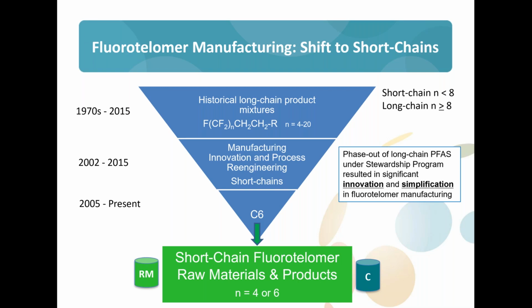We're all well aware of the EPA stewardship program and the major changes that have occurred since 2000 in the United States and elsewhere, where our businesses, no matter what the chemistry that you started with, underwent very significant change, whether with innovation, process reengineering, and in a lot of cases, simplification from homolog mixtures to individual homologs like a C4 sulfonate, or in this case, on the telomer side, a C6 telomer compound. And we've moved to present over the period of the stewardship program from 2006 to 2015 for the FluoroCouncil member companies to short chains being C4 and largely C6.